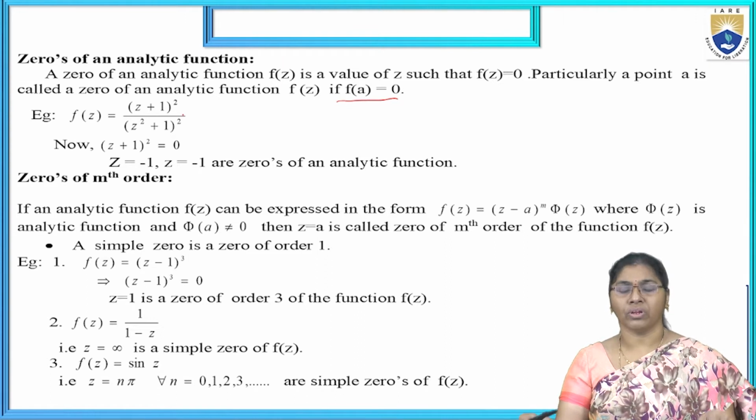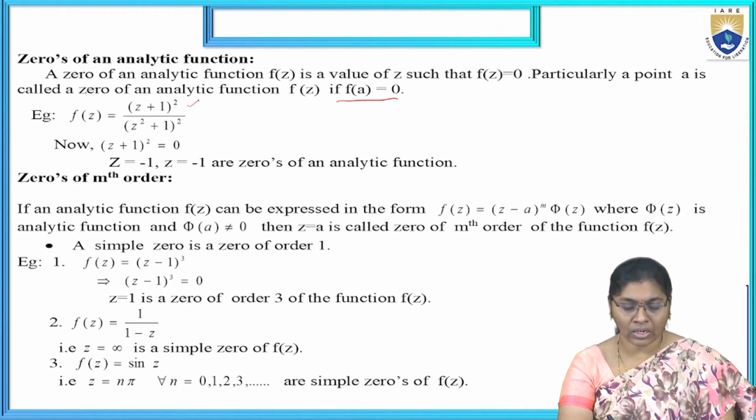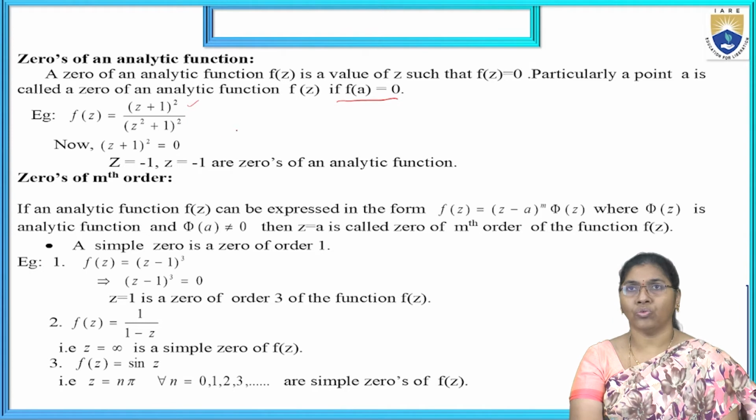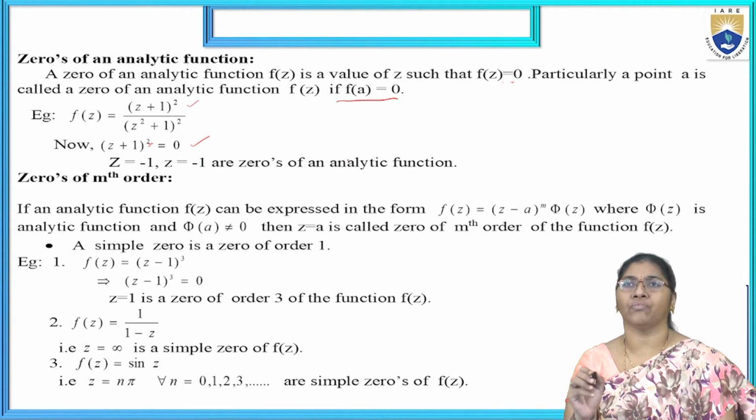This one, that is f(z) equal to (z plus 1) whole square by (z square plus 1) whole square. The numerator is equal to 0. We are choosing that as the f(z). f(z) equal to 0 means that (z plus 1) whole square equals 0. Then find the roots. Here we get two roots. Why? Because here the square is there. That's why we get two individual roots. That is z equal to minus 1 and z equal to minus 1 are zeros of an analytic function.